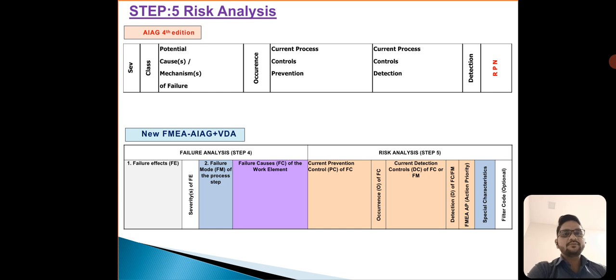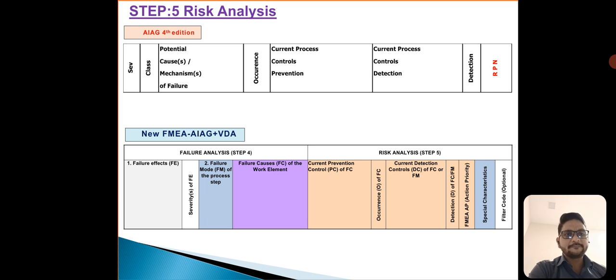Now the next step is step five, that is risk analysis. In the previous AIAG 4th edition, risk analysis was the severity, classification, potential causes of mechanism, occurrence rating, and current process control like prevention, current process control like detection, and detection rating and RPN. Now in the new FMEA, AIAG plus VDA, it becomes current prevention control. What is the current prevention control?